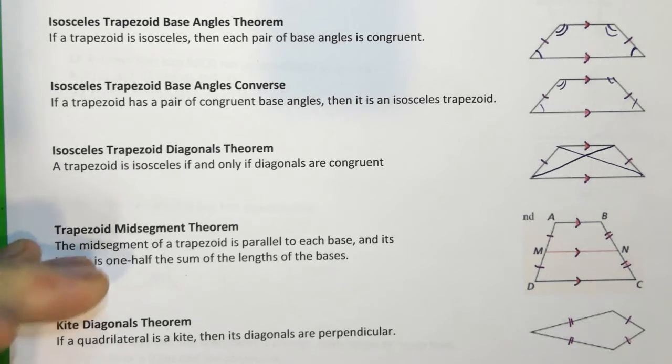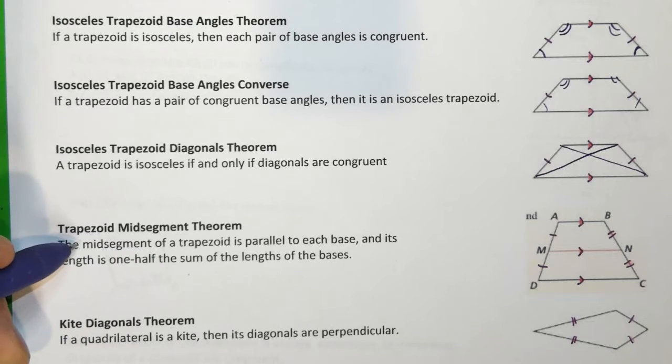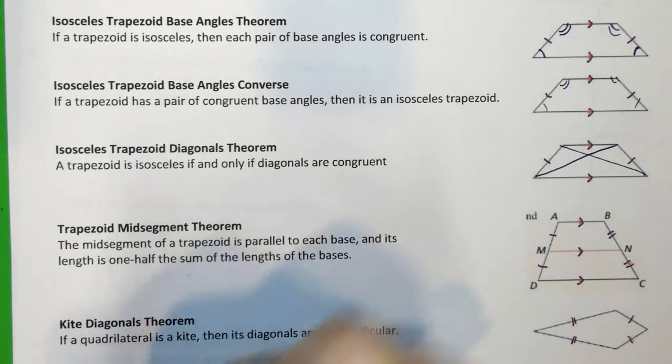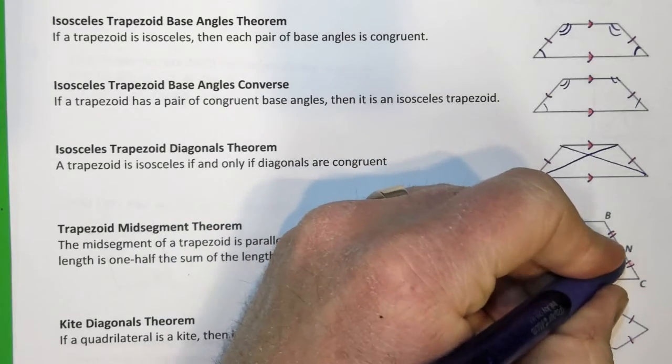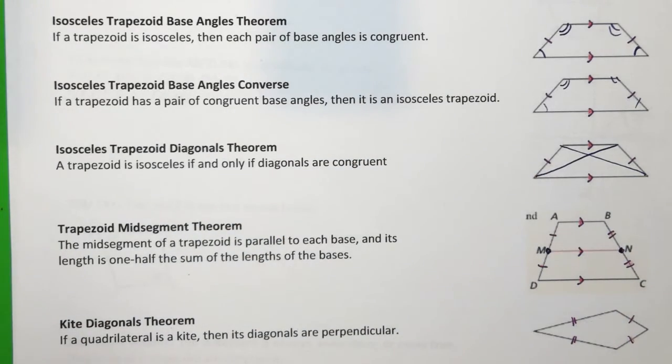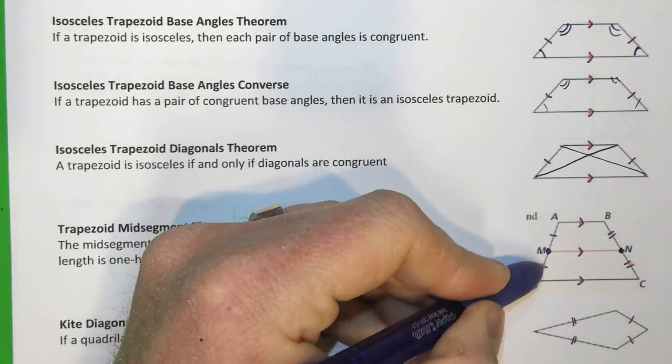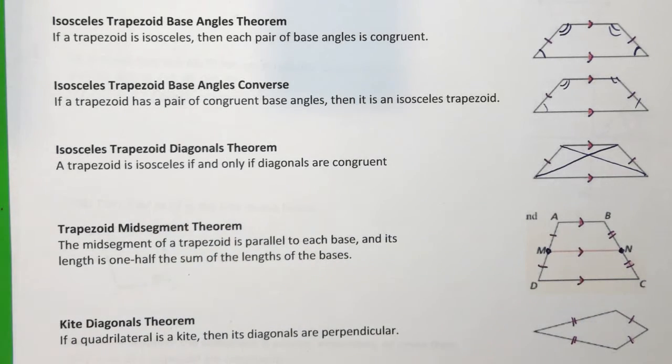Now the last one, this one's a really, really great one. This one's the trapezoid mid-segment. This is not just about isosceles, it's true for all trapezoids. And basically what we have right here is a mid-segment, which means it is a connecting segment between two midpoints, M and N. You can see that they're midpoints by these tick marks that I have on the right side and the left side.